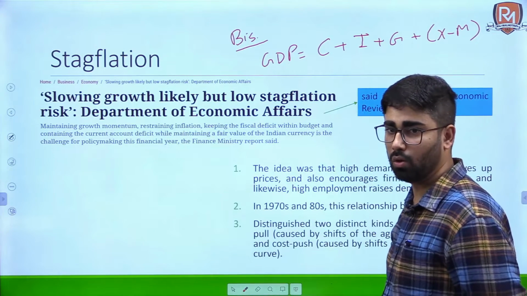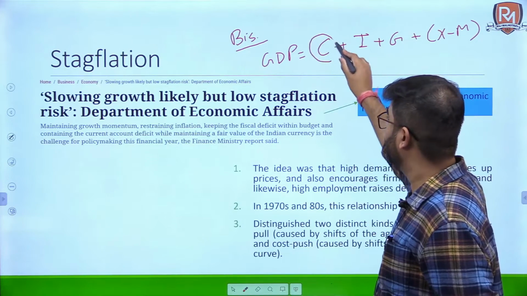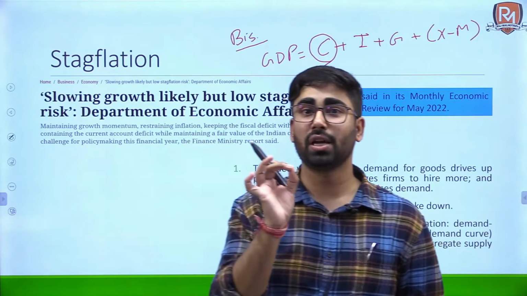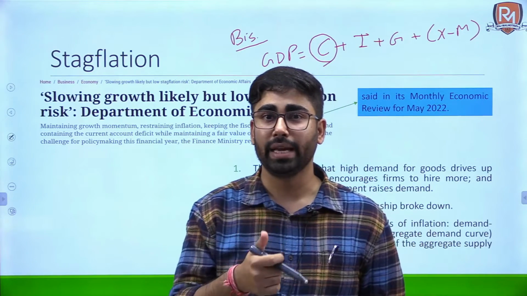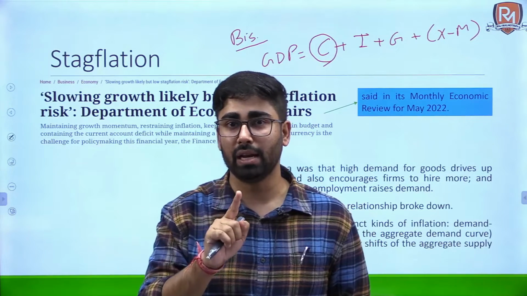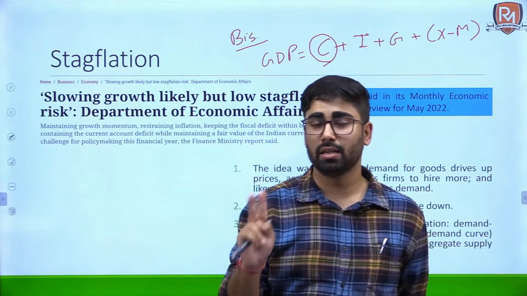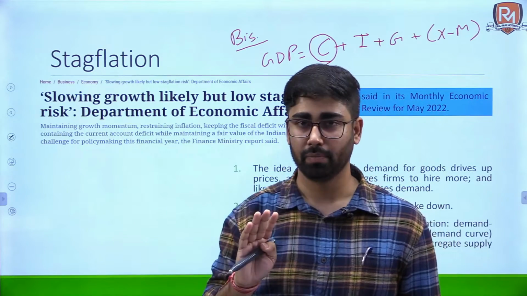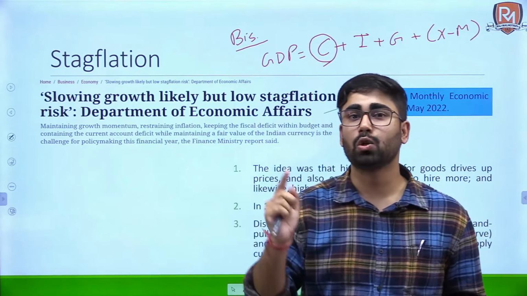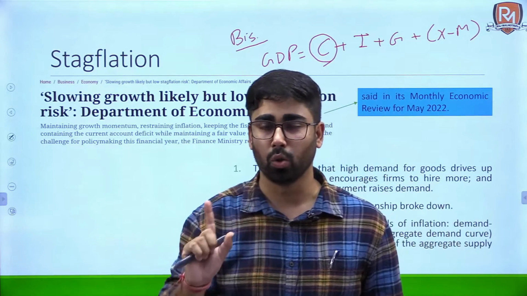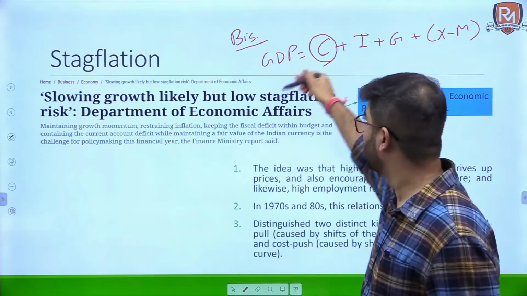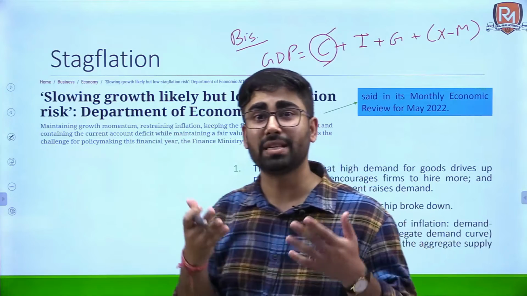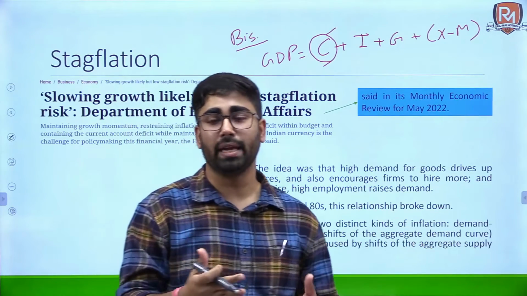Okay, so what is the C here? C here is consumption. Now, if consumption in the economy is increasing, it means first that GDP will increase, and second that there is demand in the economy, because of which there can be inflation. So we have found two ways to relate inflation with economic growth. If consumption in the economy is high, it means there is demand, and it also means there is a higher GDP.